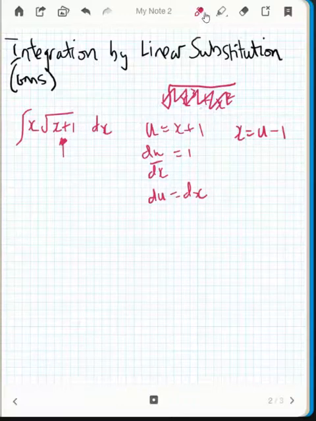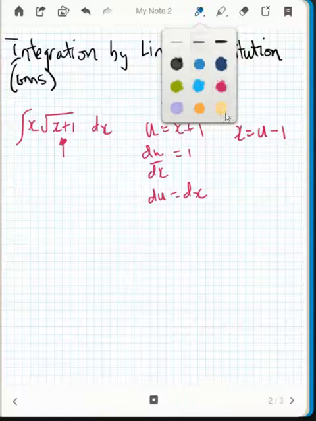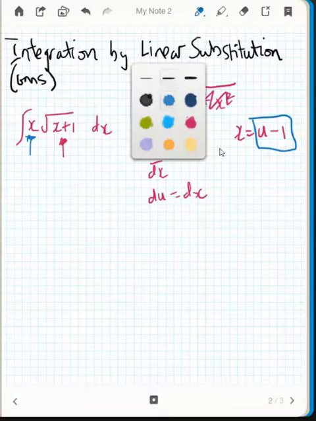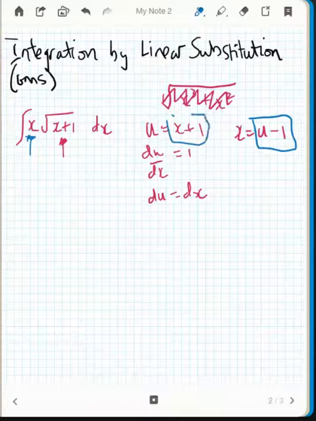So now I'm ready for my substitutions. I'm going to substitute everything. I'm going to substitute x with u minus 1. I'm going to substitute x plus 1 with u. And I'm going to replace dx with du. They're my three substitutions.